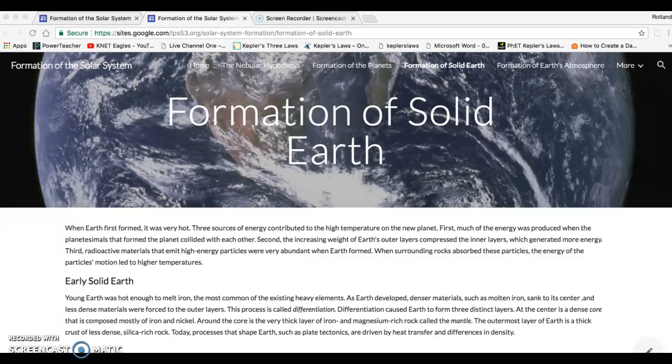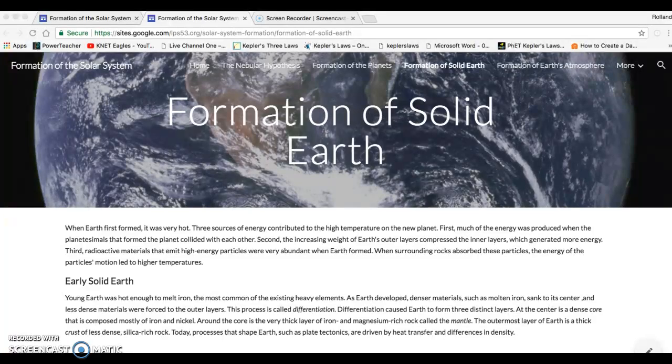Formation of solid Earth. When Earth first formed, it was very hot. Three sources of energy contributed to the high temperatures on the new planet. First, much of the energy was produced when the planetesimals that formed the planet collided with each other.